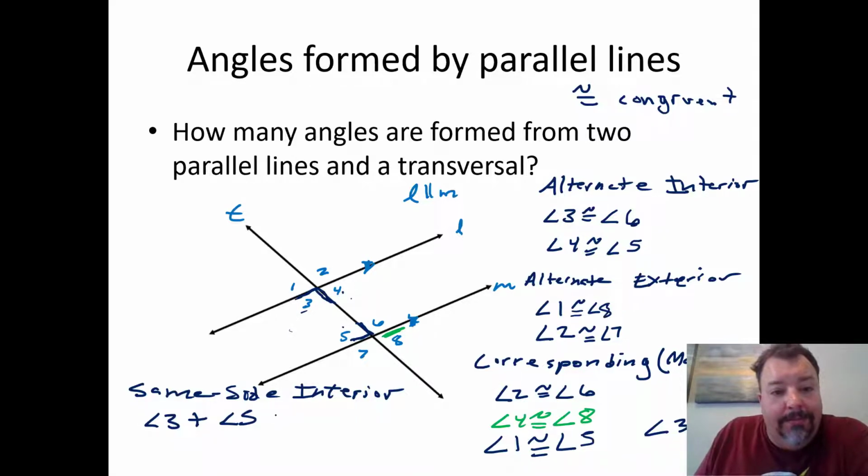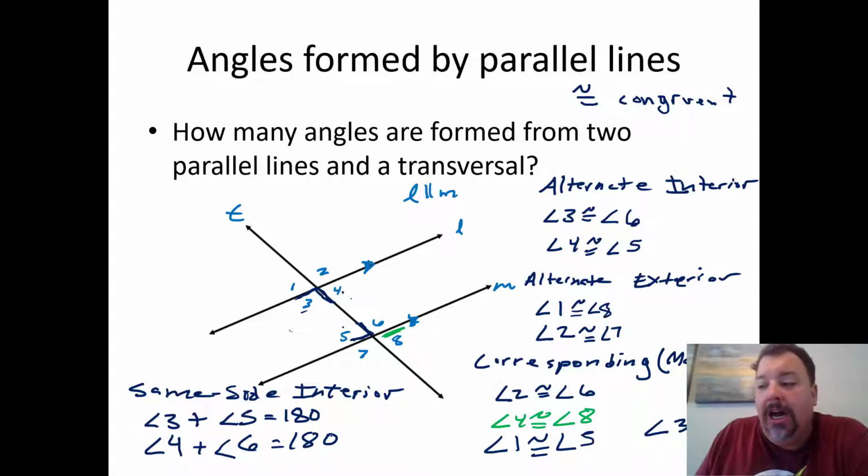When you add them up, what do you think they're going to add up to? They're going to add up to 180 degrees. So if we do know that angle 3 is 100 degrees, then angle 5 has to be 80 degrees. So if we know one, then we know the other. There's another pair of same side interior, angle 4 and angle 6. And again, when we add up same side interior angles, we're going to get 180 degrees.